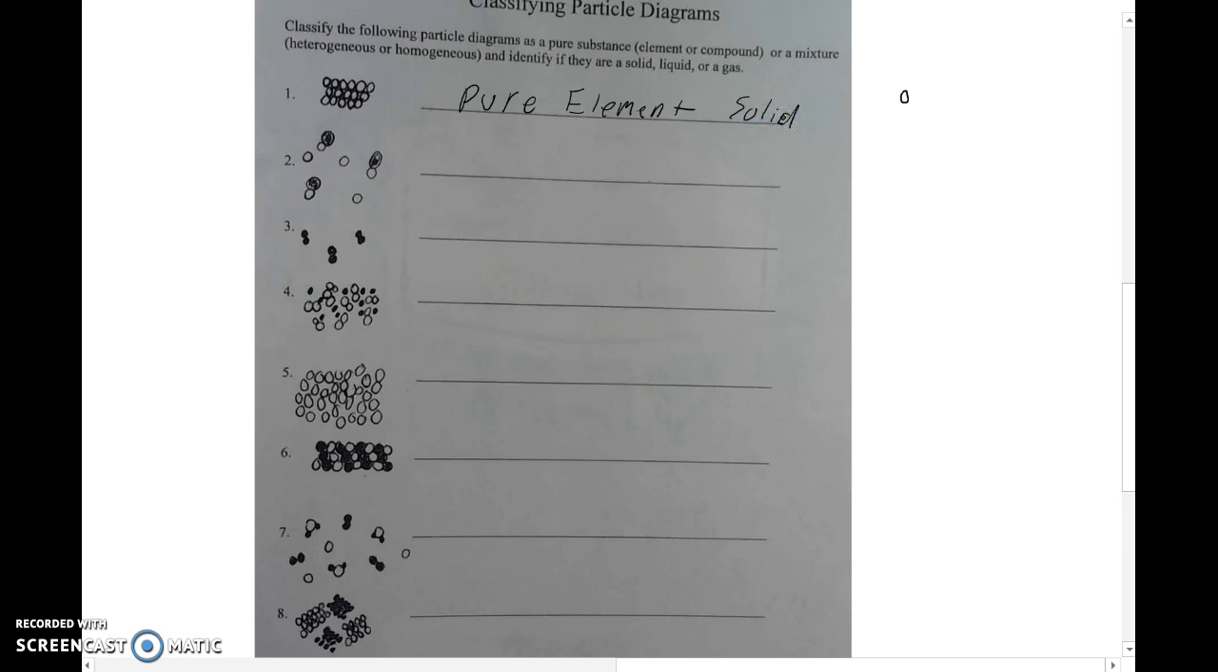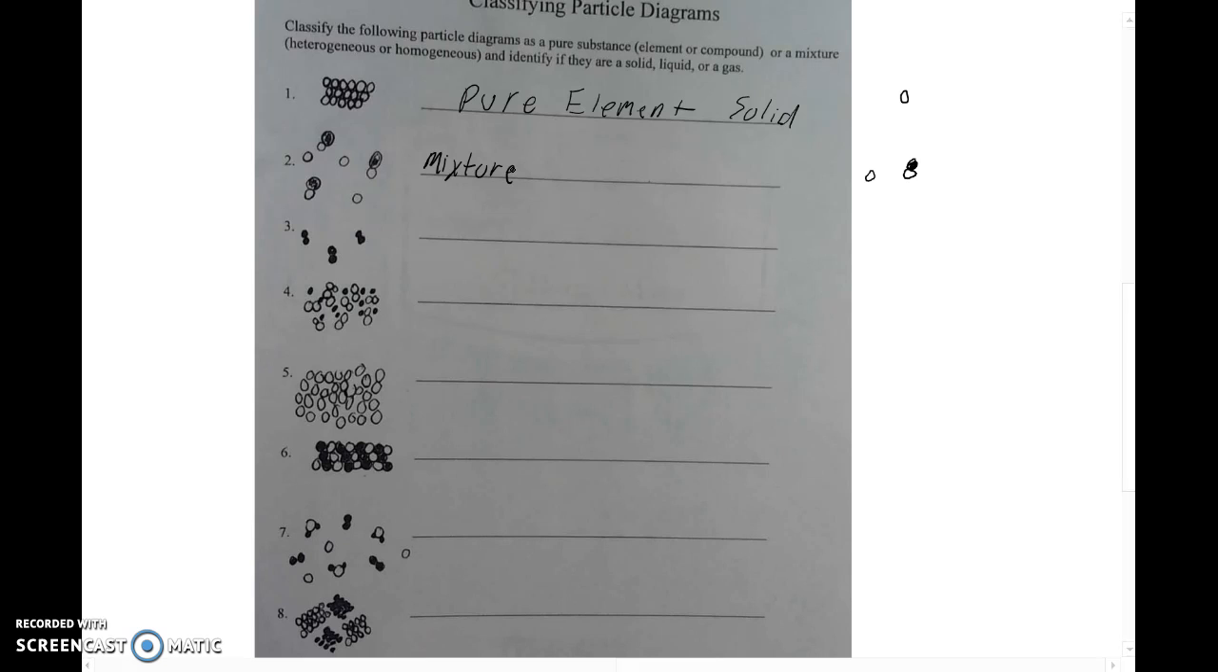All right, when we look at number 2, I see that there are two different types of particles. There's this particle, and there's this particle. Notice that this black particle by itself, I'm not considering that a particle because it's joined to this particle over here. So this is one particle, this is another particle. So this is clearly a mixture because there is more than one type of particle.